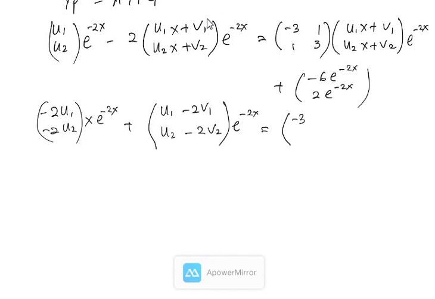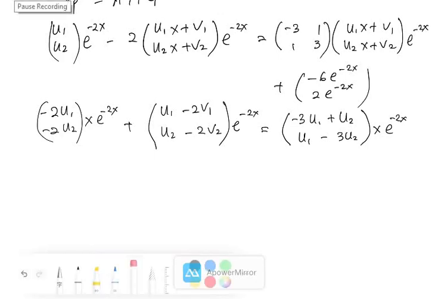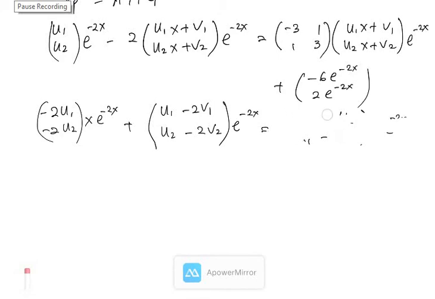equal to negative 3u1 plus u2 and then u1 minus 3u2. So this is for x e to the negative 2x. I have skipped some steps. Maybe I just rewrite again. I will show it step by step for you.